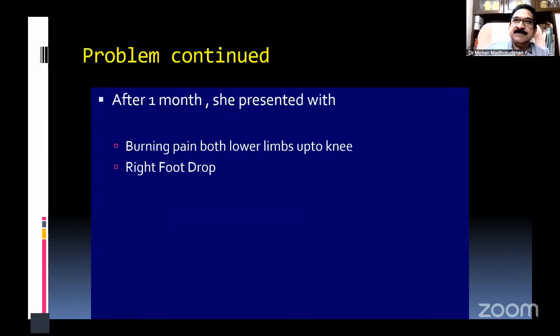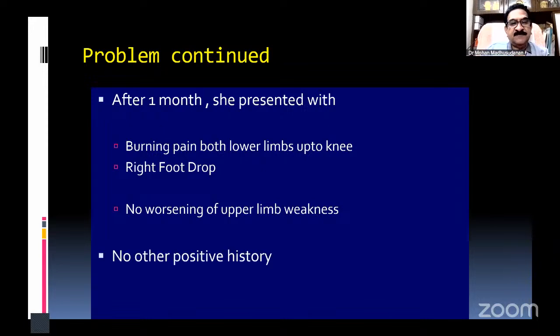She did not improve much, only mild improvement. After 1 month, she presented with burning pain in both lower limbs up to the knee. This time, sensory symptoms appeared, and there was right foot drop, weakness of the right foot. However, there was no worsening of the upper limb weakness.